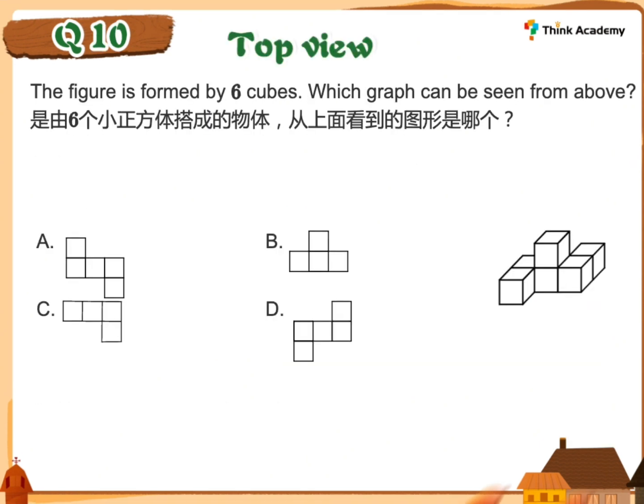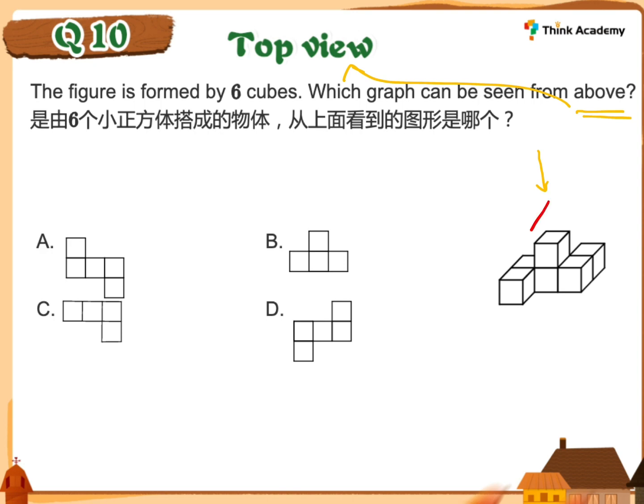Okay, continue. Question 10. It's about the three views of the solid figure. The figure is formed by 6 cubes, which graph can be seen from above. From above, so it tests the top view. Yeah, top view. You need to observe this figure from the top view.